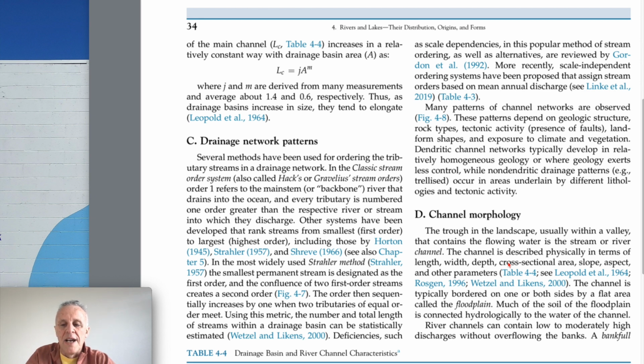Many patterns of channel networks are observed. These patterns depend on geologic structure, rock types, tectonic activity, presence of faults, landform shapes, and exposure to climate and vegetation. Dendritic channel networks typically develop in relatively homogeneous geology or where geology exerts less control, while non-dendritic drainage patterns, for example trellis, occur in areas underlain by different lithologies and tectonic activities.